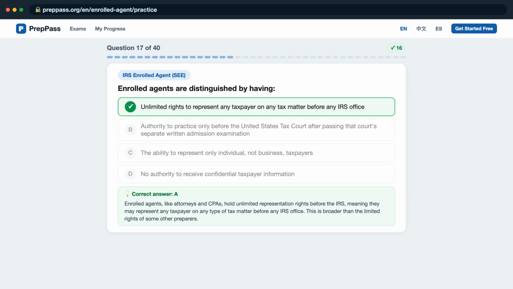Enrolled agents, like attorneys and CPAs, hold unlimited representation rights before the IRS, meaning they may represent any taxpayer on any type of tax matter before any IRS office. This is broader than the limited rights of some other preparers.